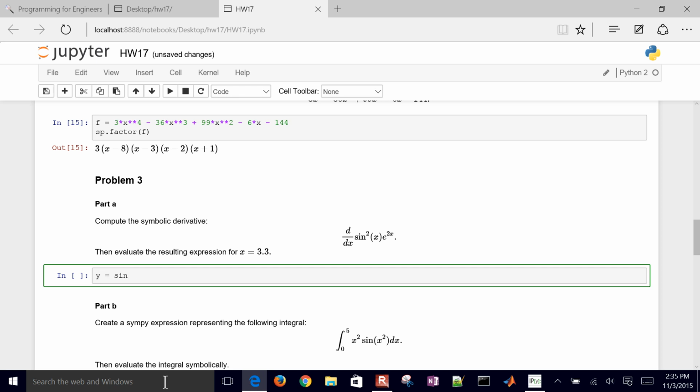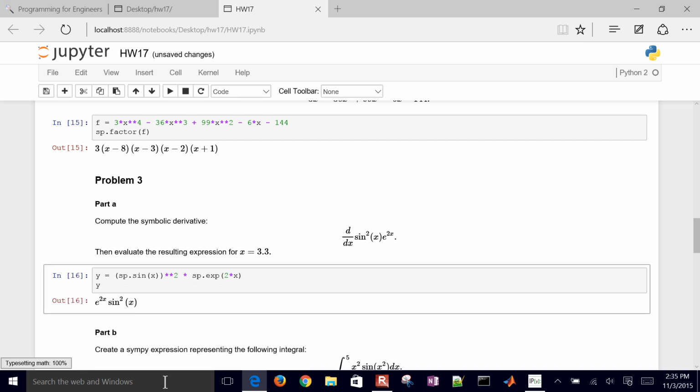This one's going to be sine of x squared times, and then we can't use sine here. We actually have to use the SymPy sine. Okay, remember how we did the NumPy before? This time we're going to use the SymPy sine, and then we're going to square that. Okay, and then we're going to multiply by the SymPy exponential function as well. Okay, so let's go ahead and see what this one looks like. Okay, so that one looks good.